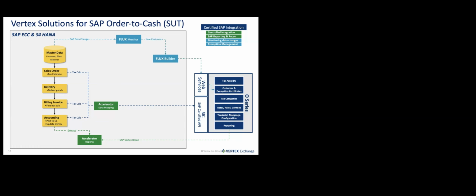We also offer the Flux Builder program, which not only monitors for the changes in customers, but also lets you check to see whether or not those customers have been added in Vertex. So we do that via a web service. We give you visibility to what customers and exemption certs you've got set up in OSeries. And we also allow you to maintain those customers and certificates as well. And you can do it directly from Flux Builder, which reads the SAP Customer Master.